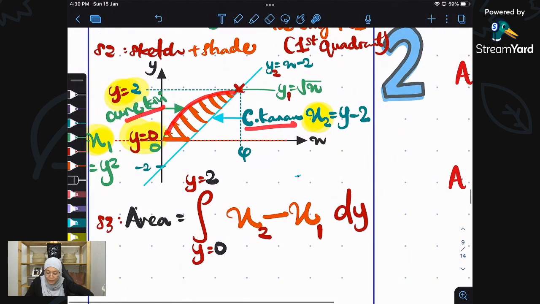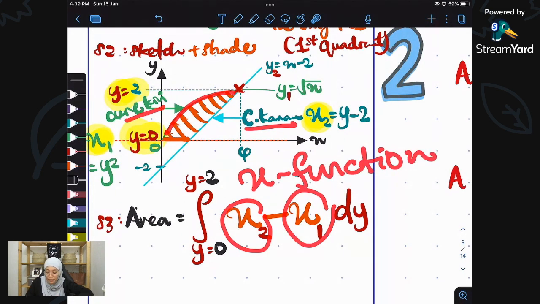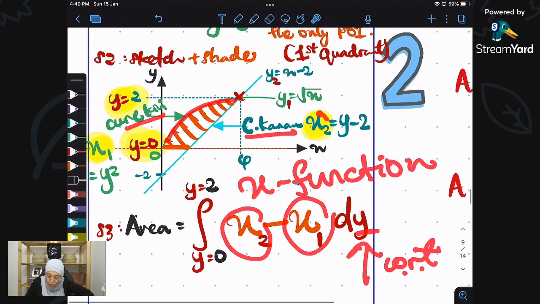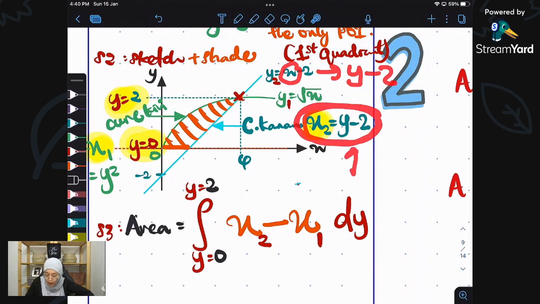Okay, tapi make sure you jadikan X sebagai subjek because dalam ni mestilah X function. Because X function will be in terms of Y, will be with respect to Y, you know. Okay, jadi of course lah X ini perlu dijadikan sebagai subjek. Dari mana? Dari sini lah. Bila saya jadikan X ini sebagai subjek, saya akan dapat Y minus 2. Therefore, inilah yang saya nak dalam bentuk in terms of Y so that I'm calculating with respect to Y.